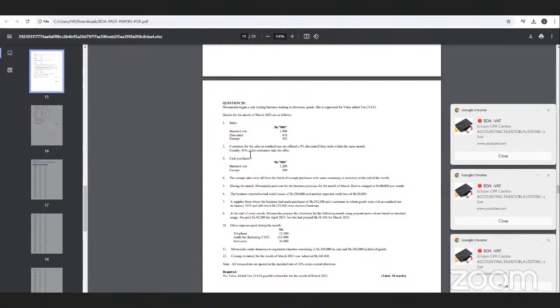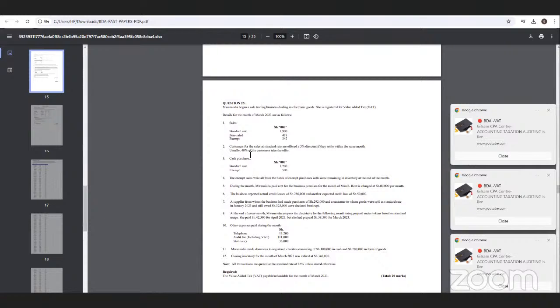Number 6, the business reported the actual credit losses and another expected credit loss of 50,000. The expected credit loss we have not incurred, because for VAT we are talking of the actual. So we will not be much interested in the expected, but in the actual.